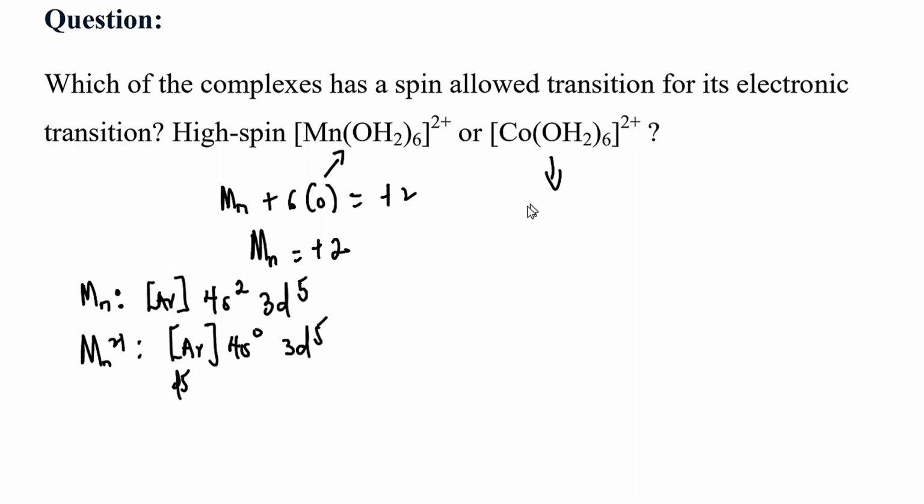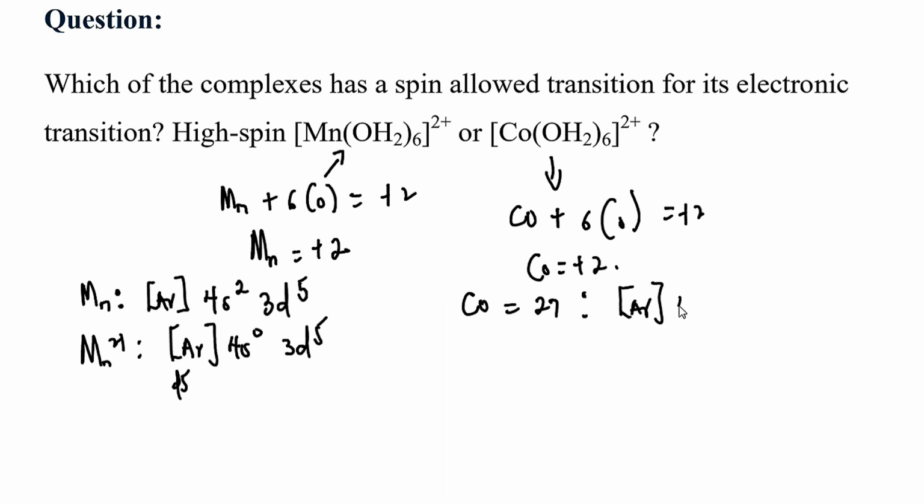So let's look at this also. This is basically Co plus 6 times 0 to give positive 2. So we have cobalt to be plus 2, right? Cobalt, Co, is 27, and that's Ar 4s2 3d7. So Co2+ is basically Ar 4s0 3d7, right?